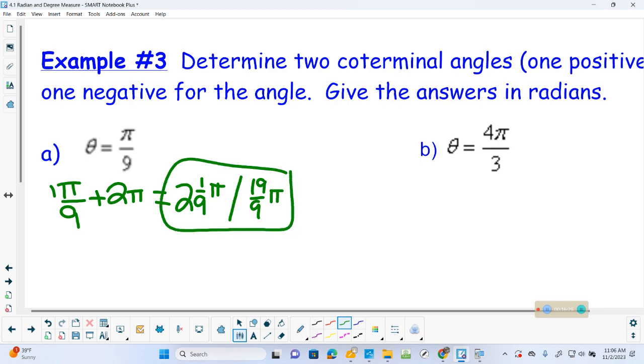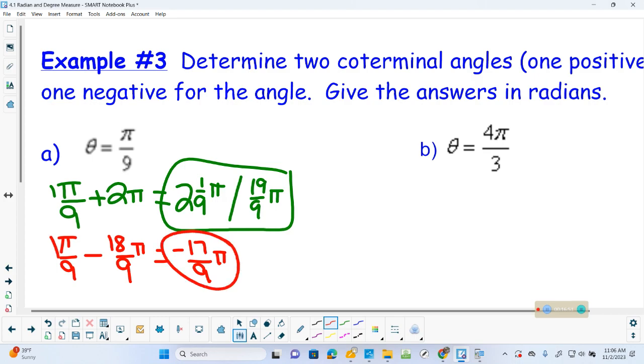Again, hopefully we don't have to use our calculators. Okay, negative. So I'm going to subtract 2 pi. But let's work smarter here, because if I'm going to subtract fractions, of course I know I need a common denominator. So I'm just mental mathing it here. 2 is the same as 18/9. So 1 minus 18, negative 17/9. And again, if you're not great with fractions in your calculator, do 1/9 minus 2, and then you put the pi on.